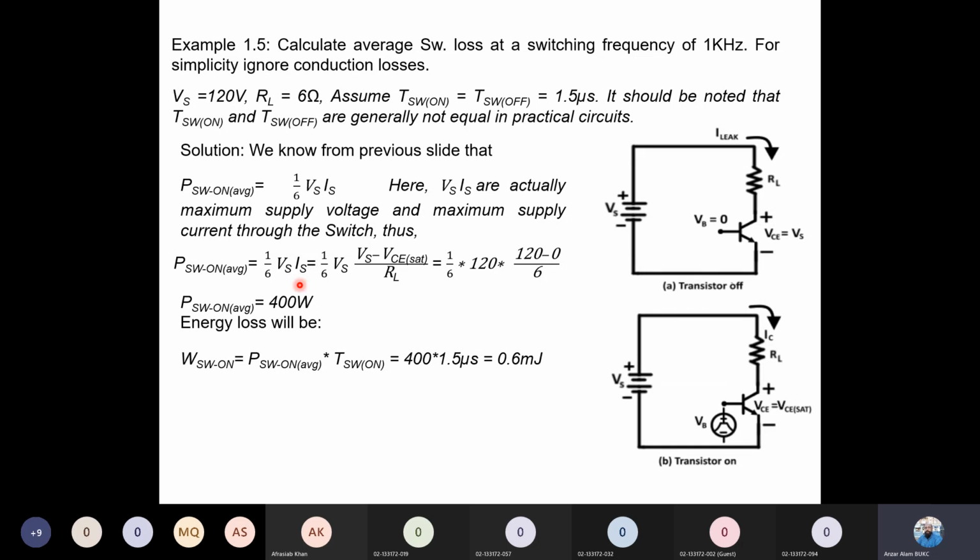This is the time to understand and differentiate between the watt and the energy. Often people get confused. This is a good example. If someone asks you for the watt, you will just calculate and see that it is 400 watt. But is this really very high? No, because this exists only for this small time. So the energy loss is 0.6 millijoule, and this is not going to damage your transistor.